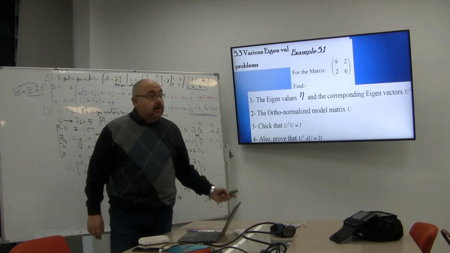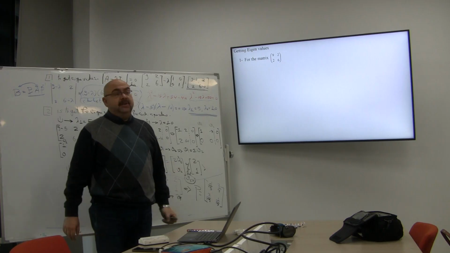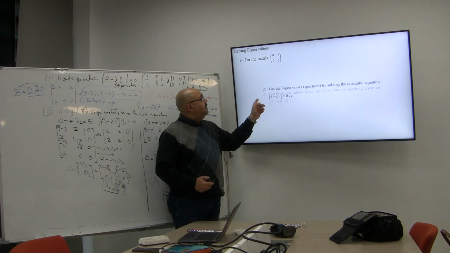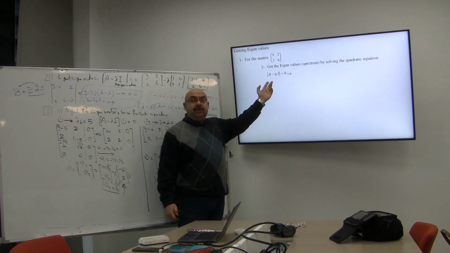Okay. First step, this is your matrix, which is 9, 2, 2, and 6. Second step, I will form this equation, which is simply A minus lambda I.